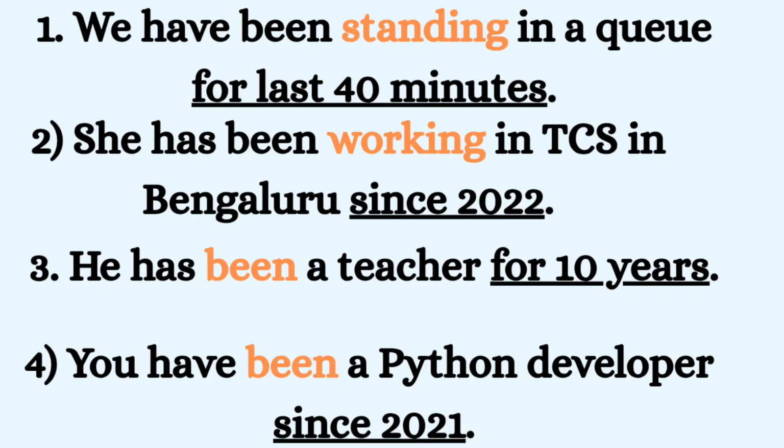You have been a Python developer since 2021, which means you started your career as a Python developer in 2021 and since then you have been a Python developer. You haven't changed your role. You might want to change sometime in future, but so far you have been a Python developer. I hope it is clear.